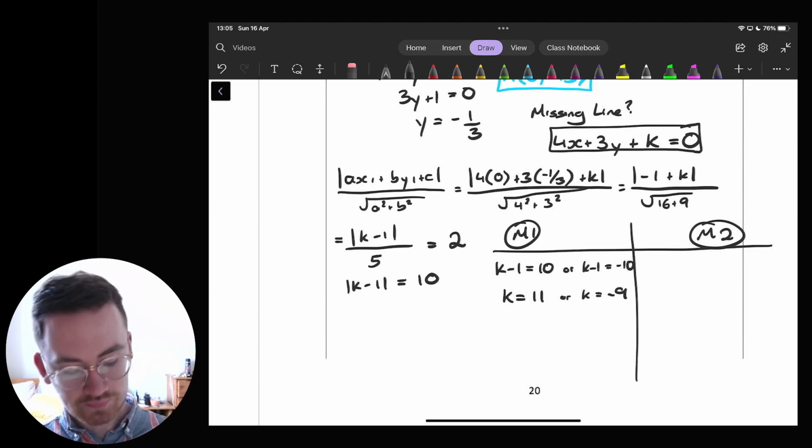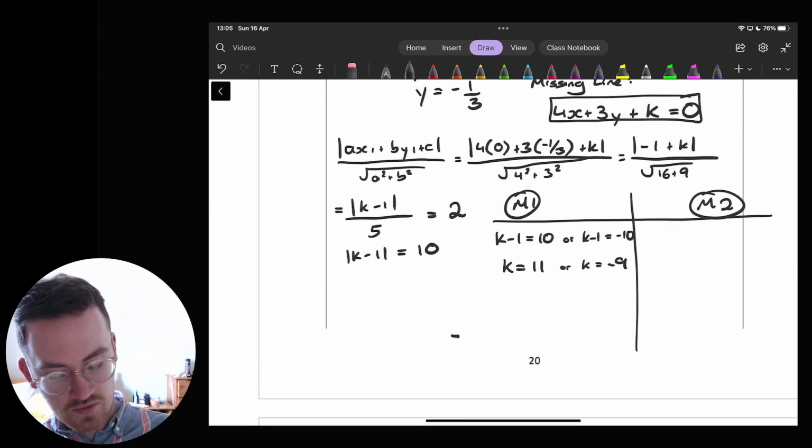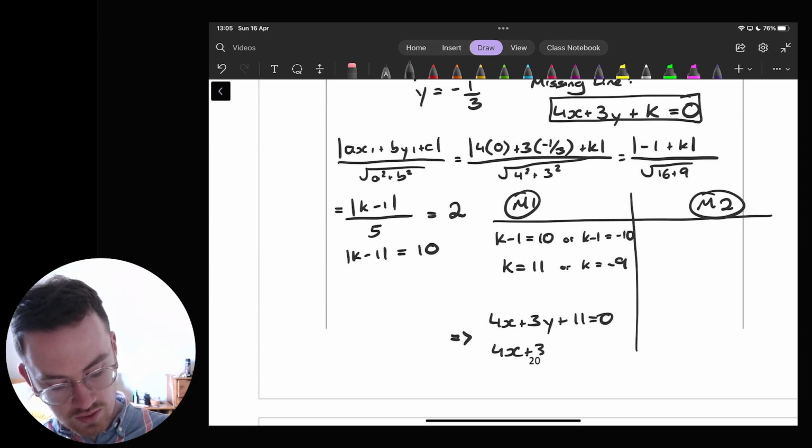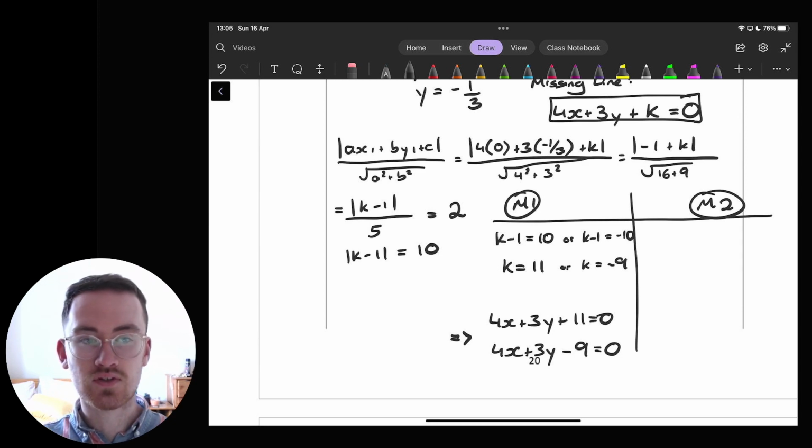Okay, what that means for our lines then is 4x plus 3y plus 11 is equal to 0, and 4x plus 3y minus 9 is equal to 0. So we're ending up with those two values there.